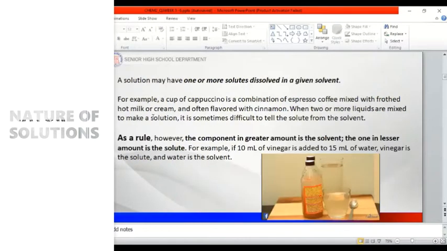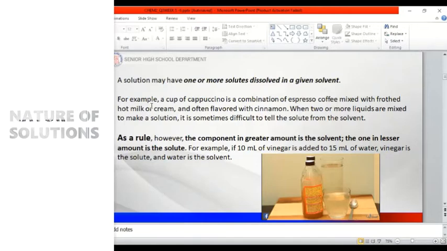A solution may also have one or more solutes dissolved in a given solvent. So we can use different solutes in a solvent. It depends on the nature of the particular solution that you're making. For example, a cup of cappuccino is a combination of espresso coffee mixed with frothed hot milk or cream, and often flavored with cinnamon.